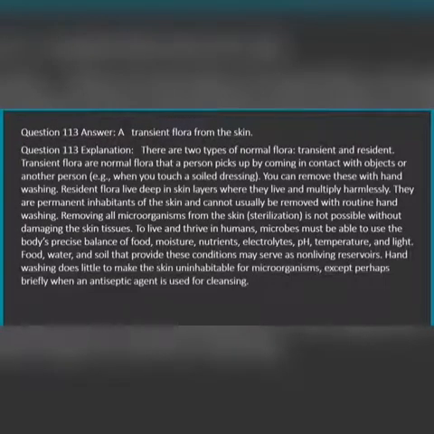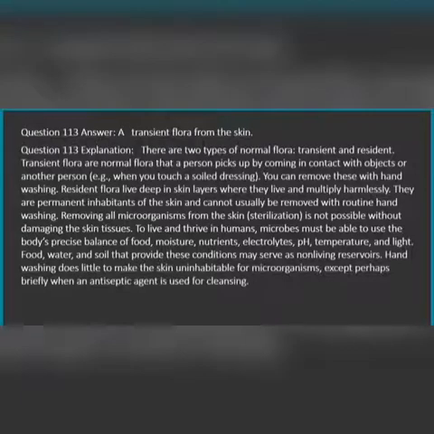Question 113 Explanation. There are two types of normal flora, transient and resident. Transient flora are normal flora that a person picks up by coming in contact with objects or another person, for example, when you touch a soiled dressing. You can remove these with hand washing. Resident flora live deep in skin layers where they live and multiply harmlessly. They are permanent inhabitants of the skin and cannot usually be removed with routine hand washing. Removing all microorganisms from the skin, sterilization, is not possible without damaging the skin tissues.